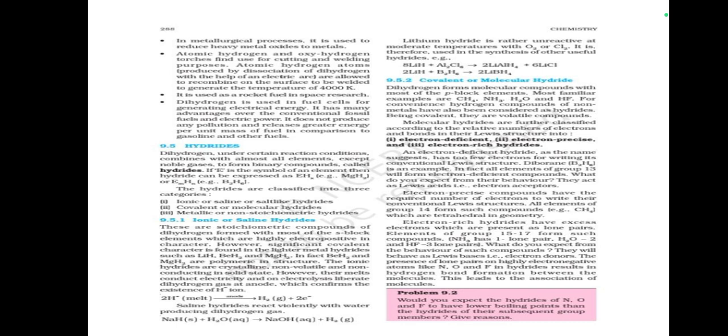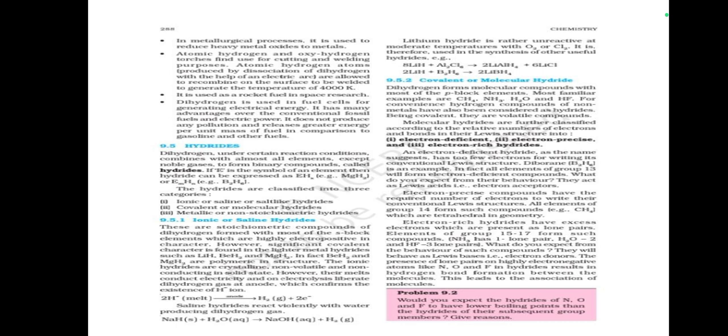Molecular hydrides are further classified according to the relative numbers of electrons and bonds in their Lewis structure into electron deficient, electron precise, and electron rich hydrides. An electron deficient hydride, as the name suggests, has too few electrons for writing its conventional Lewis structure. Diborane, B2H6, is an example. In fact, all elements in group 13 will form electron deficient compounds.